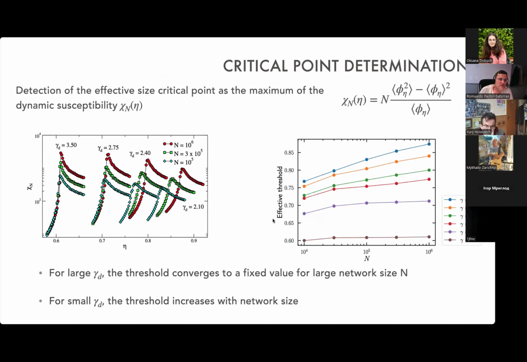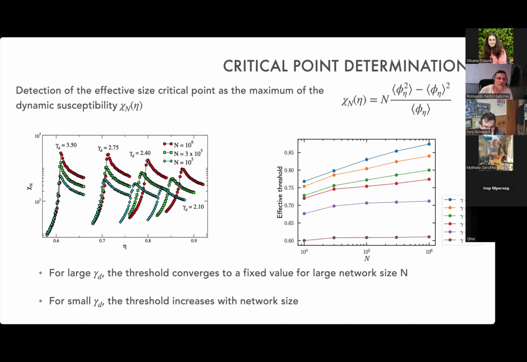You can get more information using a typical trick of critical phenomena, which is to study the susceptibility. As you know, in a critical phase transition, the critical point is characterized by a peak in the susceptibility. So if you compute the susceptibility and look at the maximum, you can define an effective threshold for each value of N. Then you compute the susceptibilities for different values of N and different degree exponents, and what you observe, again, is that when the exponent is large, this tends to saturate for large N. When the exponent gamma is small, this effective threshold tends to increase with network size.